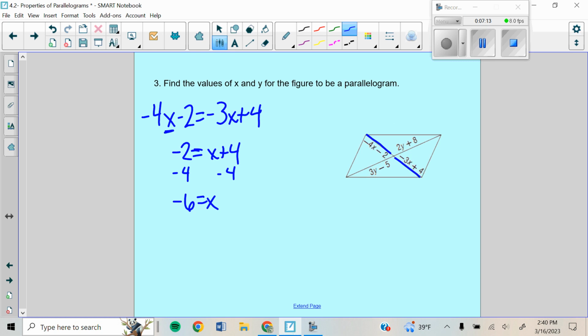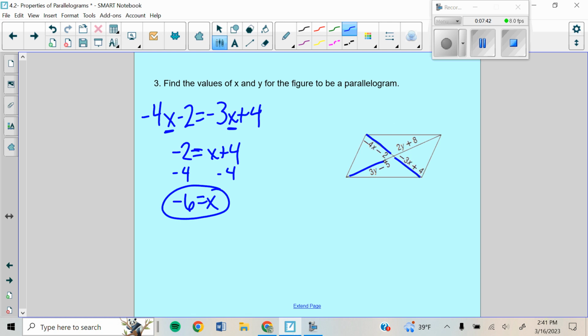So we're going to plug it in here and here. Negative 4 times negative 6 turns into a positive 24. Minus 2 gives me 22. So even though my x is negative, when I plug it back in, it actually turns positive because it's being multiplied by negative. Let's check the other side. Negative 3 times negative 6 gives me a positive 18. Plus 4 gives me 22. So it actually does work, even though it's negative, and we feel uncomfortable about that.